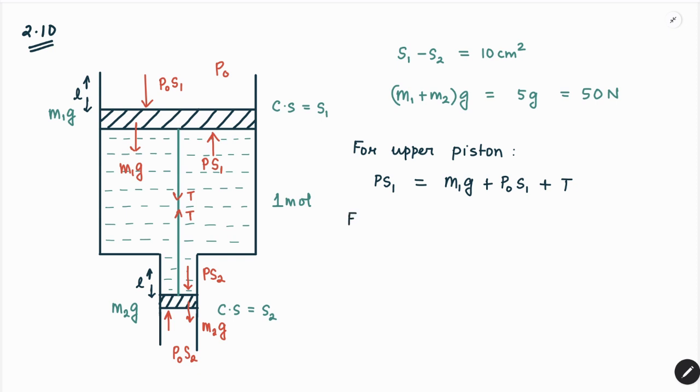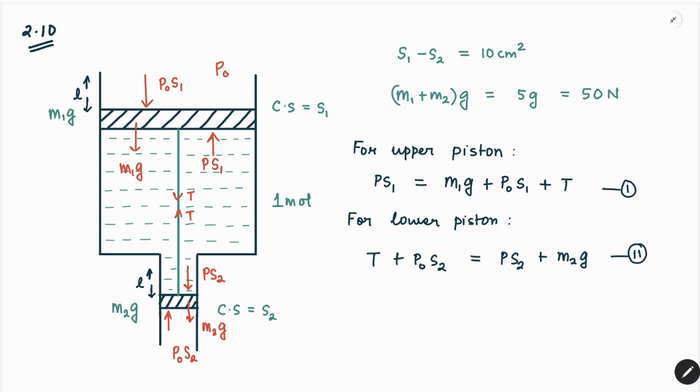And now if we write for the lower piston, the forces in the upward direction are T, then we have another force P0 S2, and in the downward direction we have a force PS2 and weight M2G. So this is expression 1 that we have, and this is expression 2 that we have.